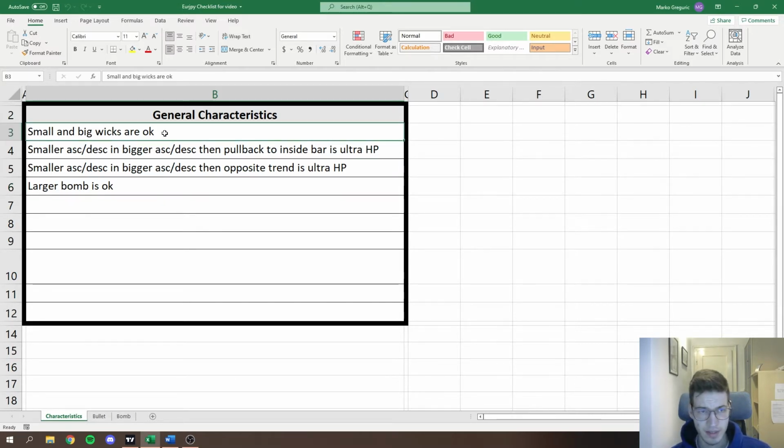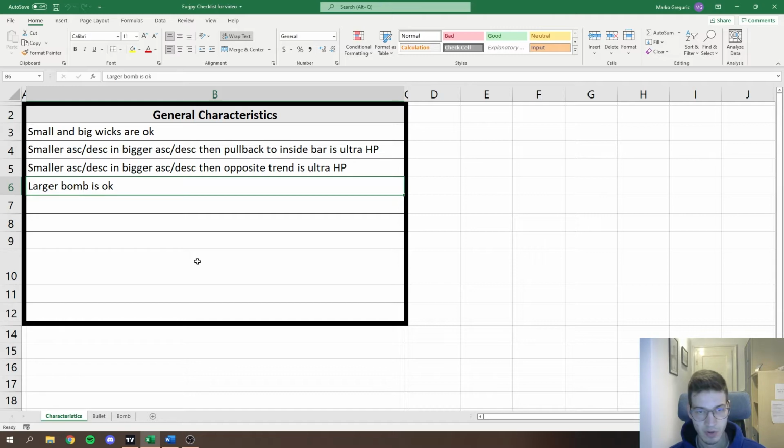That is a common characteristic of the Euro and the Japanese Yen, because it does like to wick a lot. It's a wicky pair. And then I have that this setup works very nice, so it's an ultra high probability setup if we get a smaller ascending descending in a bigger ascending descending. And then I have that a larger bomb is okay on this pair. For some pairs it's not good, like for the Aussie and US dollar, but for Euro and the Japanese Yen, when I see a larger bomb, I do take them, so I wrote it down here as a characteristic.